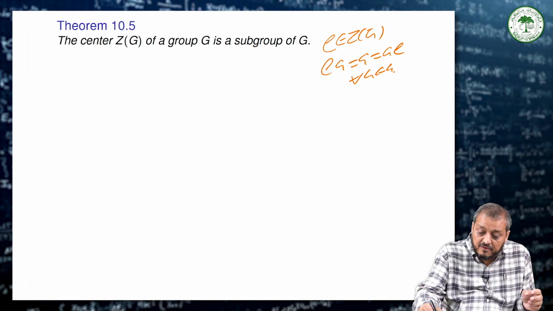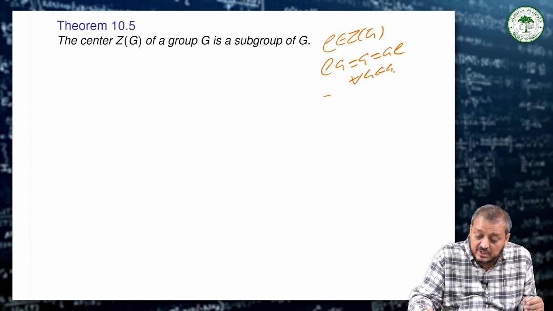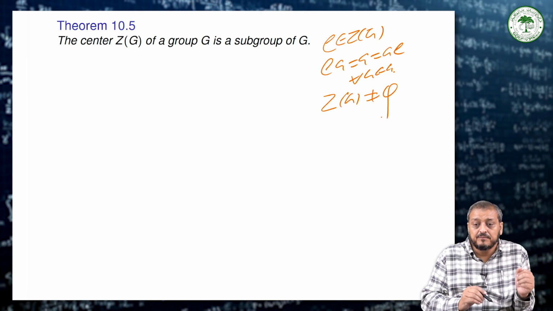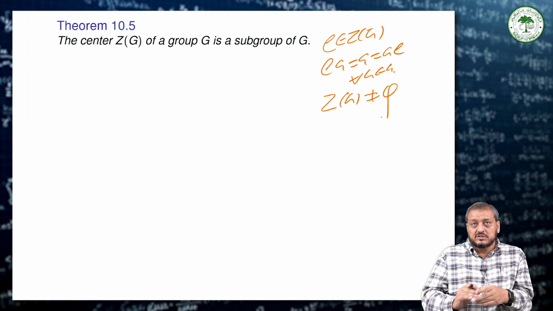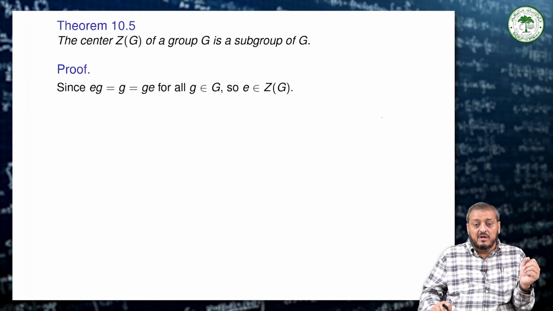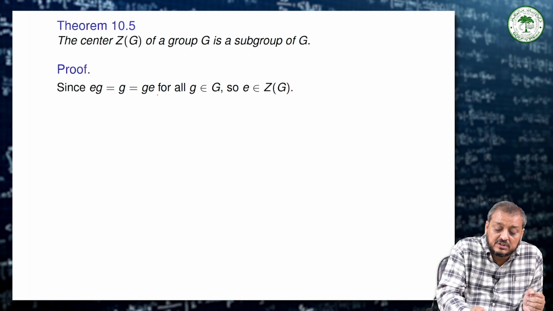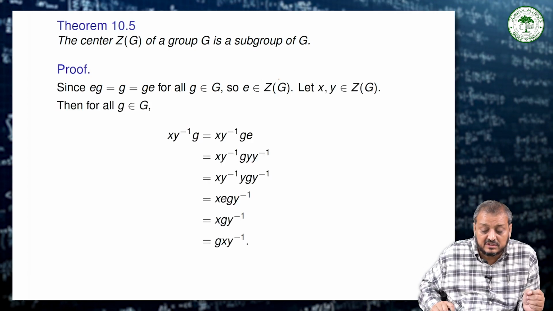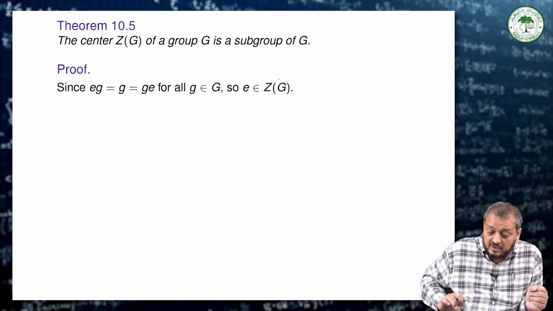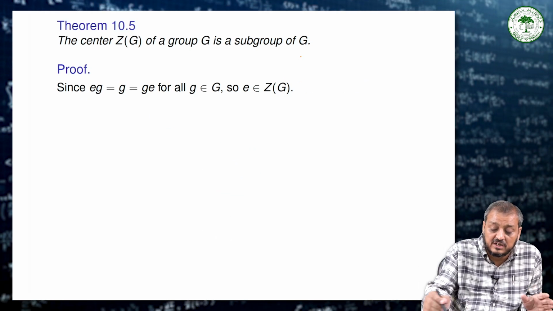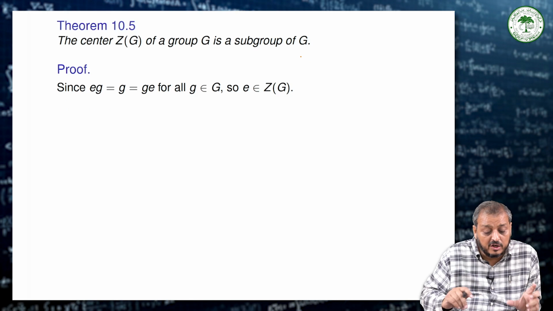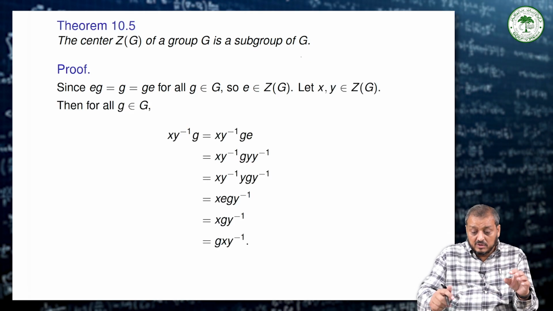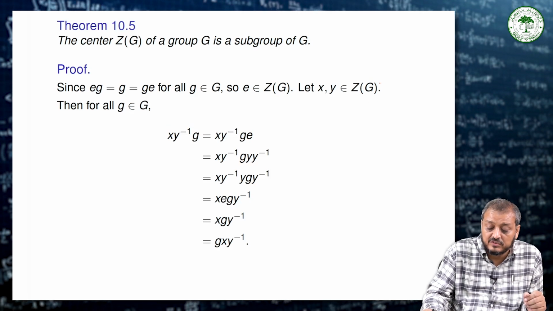So if the identity element belongs to ZG, that means ZG is clearly non-empty. Since EG is equal to G for all G, E is an element of ZG, and so ZG is clearly non-empty. Now we have to take two elements of ZG and show that they commute. So let X and Y be elements of ZG.